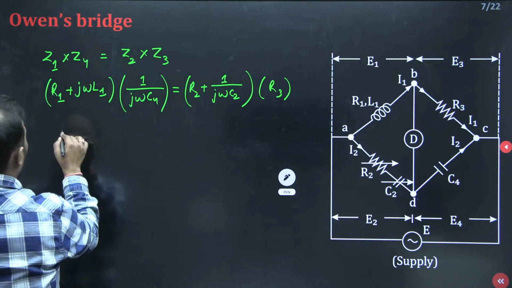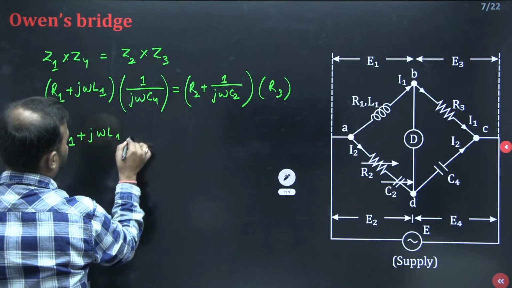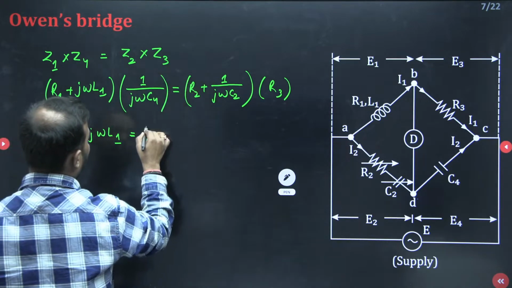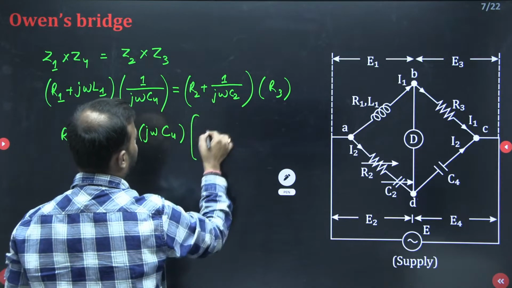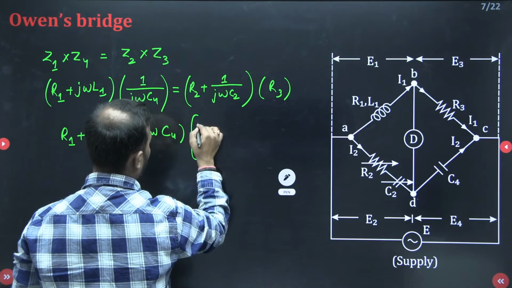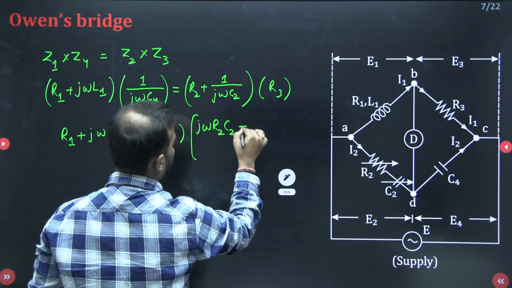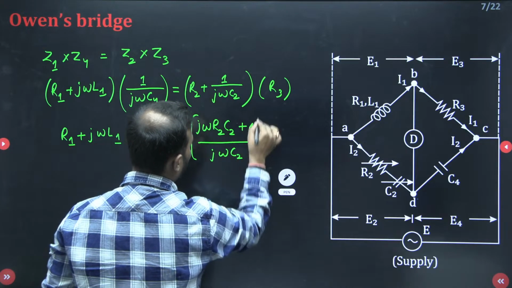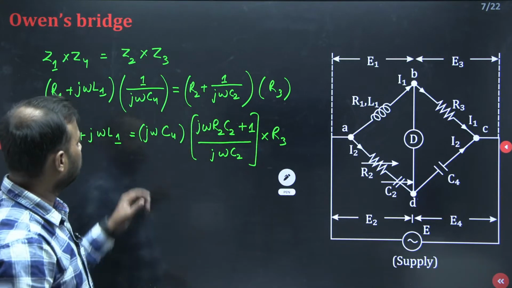What we are going to get here: R1 plus j omega L1. Let me bring this to the right hand side. So we'll get j omega C4 into, now take the LCM, j omega R2 C2 plus 1 whole divided by j omega C2 into R3. Okay, please check whether this is correct or not. Okay, so take the LCM.